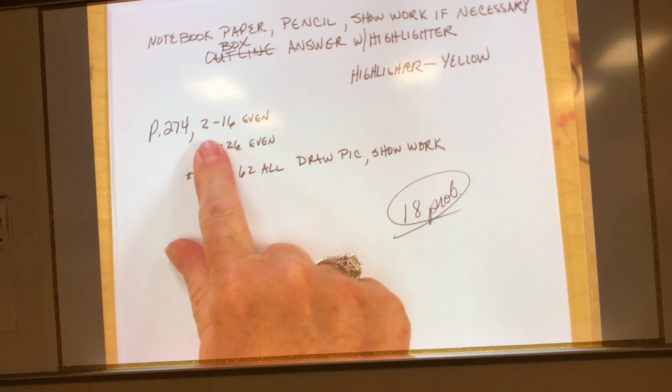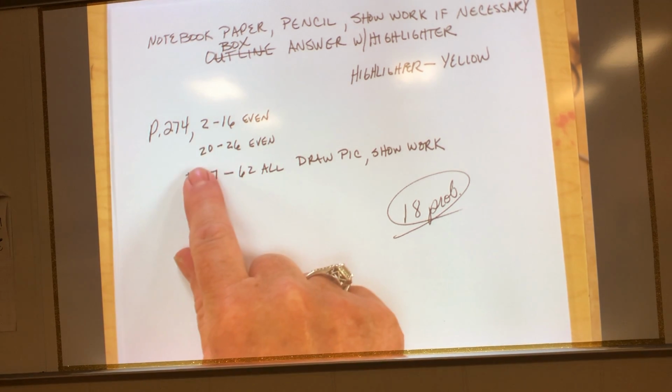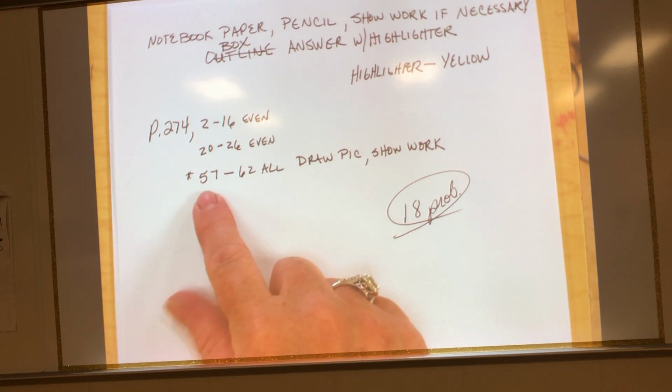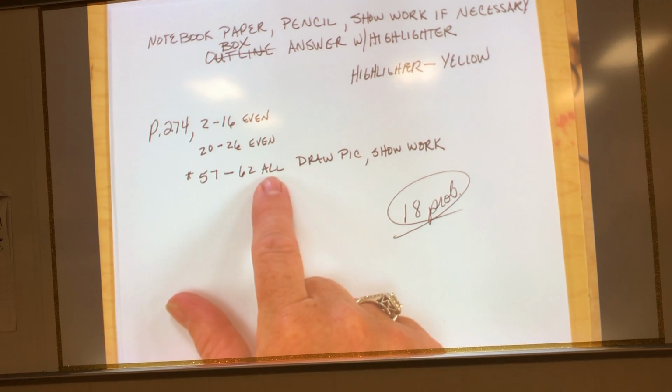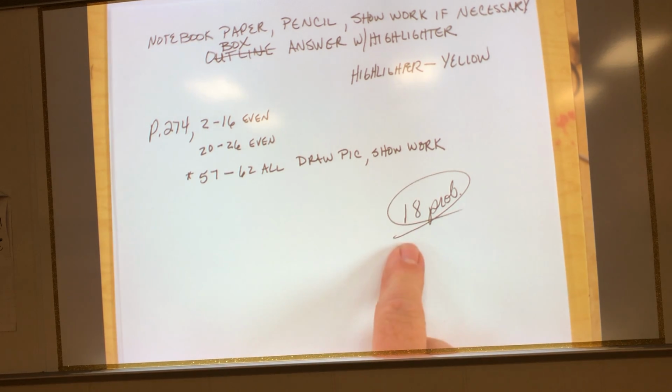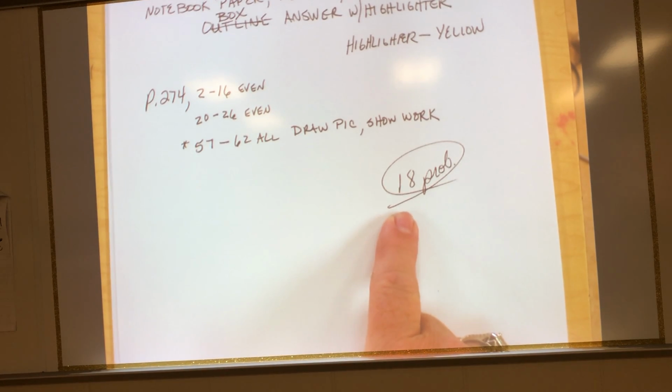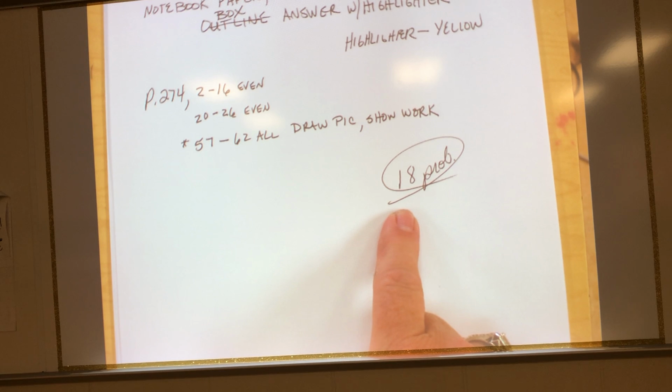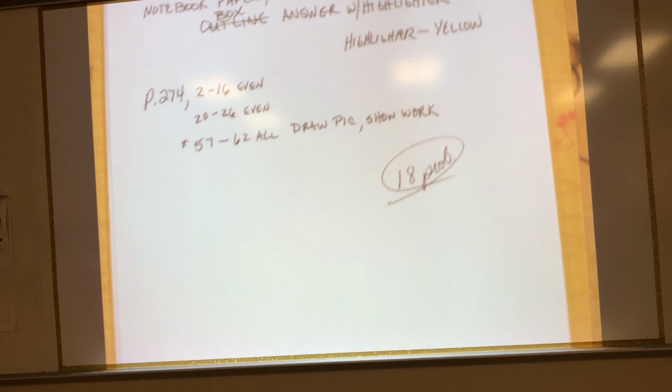So you're going to do 2 through 16 the evens, 20 through 26 the evens, 57 through 62, all of them. These are word problems. You're going to draw the picture and show me your work. It's really only 18 problems, so be careful, do them well. They're worth a few points. All right. Everybody okay?